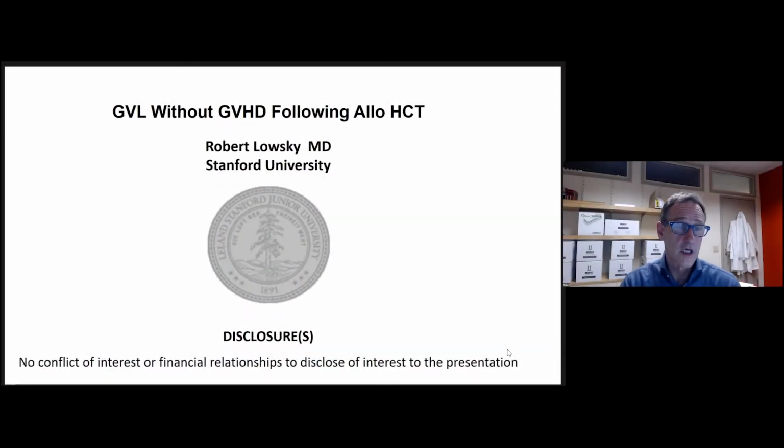So the title is Graft versus Leukemia Without Graft versus Host Following Allo Transplant. I have no disclosures relevant to the presentation.